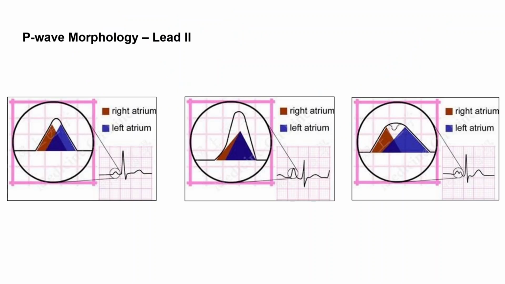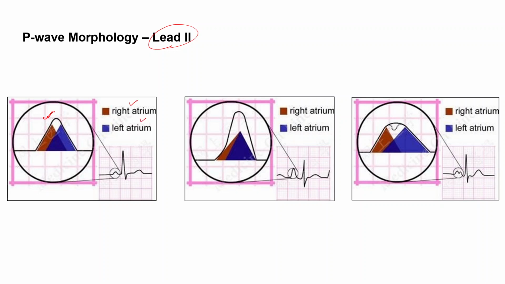Now I will show you P waves in various abnormalities. As I told you, in lead 2 the P wave will be positive. The first portion represents the right atrium. The second portion is due to the left atrium.